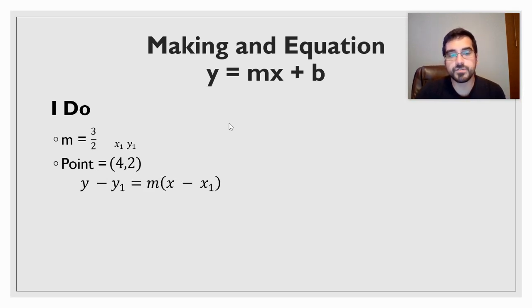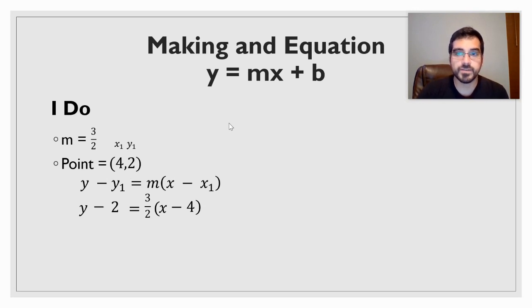Now that I have this form, all I need to do is substitute. So first thing, they don't give me a y, so I'm just going to write y. Minus y1, I know, is equal to 2. Equal m is my slope, which is 3 over 2, parentheses x, I don't have an x, minus x1, I know it's 4, parentheses. From here, I'm going to try to simplify my left and my right side.